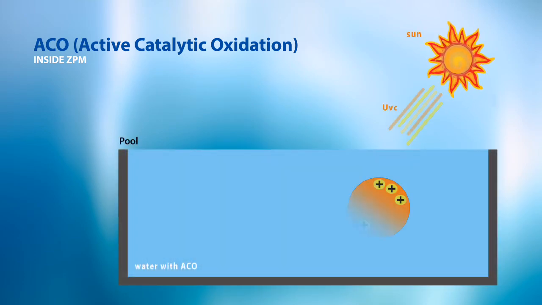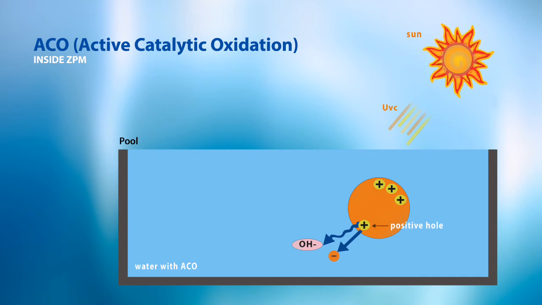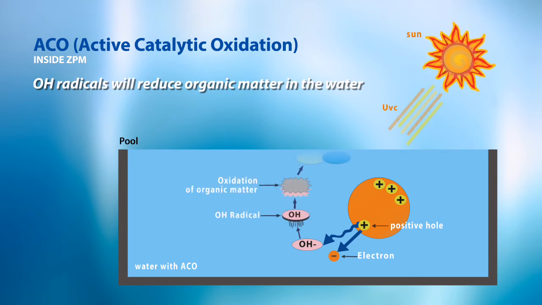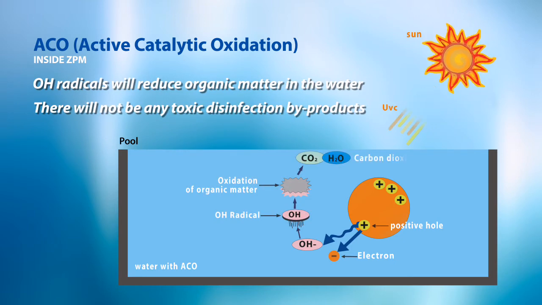ACO, in combination with sunlight, generates hydroxyl radicals that have a very high oxidation potential. The radicals will consume organic matter in the water without forming any dangerous disinfection byproducts.